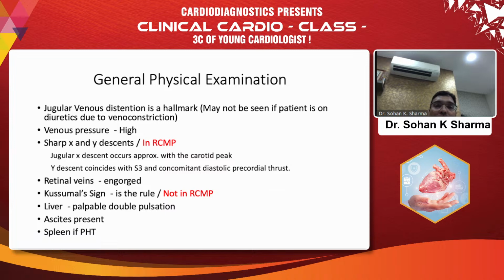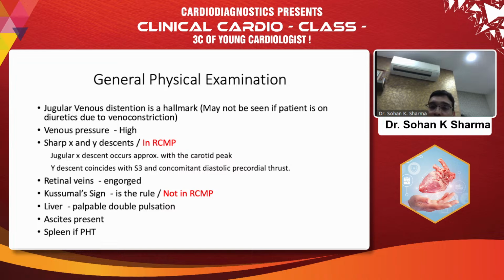Jugular X descent occurs approximately with the carotid peak. This timing is very important to identify the timing of the event, meaning X descent occurs and then the Y descent. And Y descent coincides with the S3 and concomitant diastolic precordial thrust. Retinal veins may be engorged because of the congestion. Kussmaul sign is generally present in constrictive pericarditis, not in restrictive cardiomyopathy.